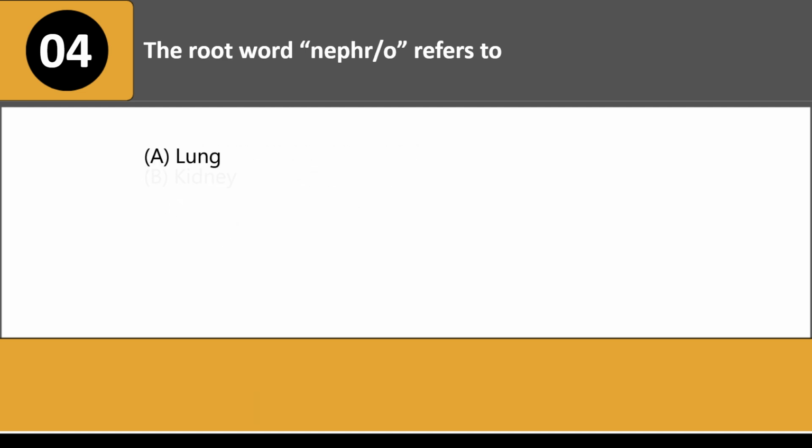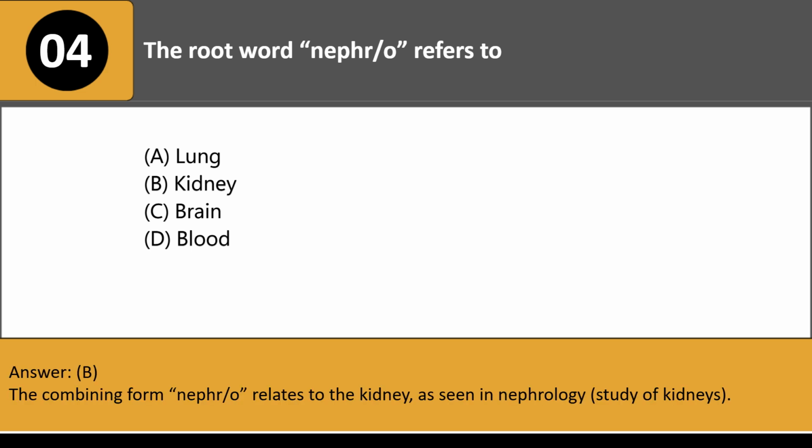The root word nephr/o refers to A. Lung, B. Kidney, C. Brain, D. Blood. Answer B. The combining form nephr/o relates to the kidney, as seen in nephrology, study of kidneys.